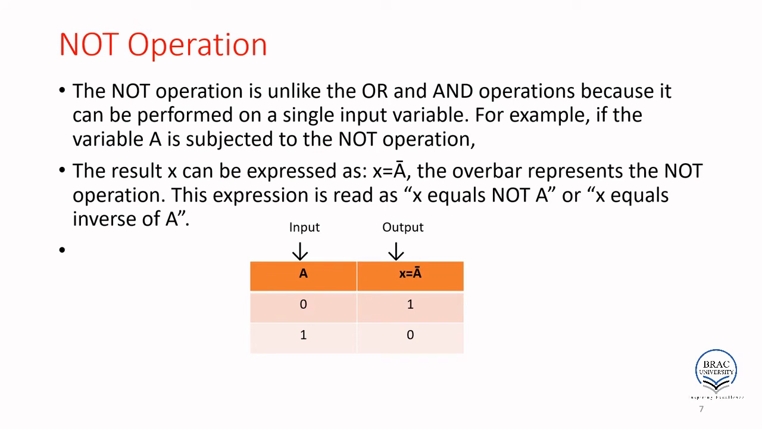Then we come to the NOT operation. The NOT operation is unlike the OR and AND operations because it can be performed on a single input variable. For example, if the variable A is subjected to the NOT operation, the result X can be expressed as X equals A bar. The over bar represents the NOT operation. This expression is read as X equals not A, or X equals inverse of A. Say you have input A and the output will be A bar, which means if you have input 0, the output will be 0 bar, which means 1. Input 1, the output will be 1 bar, which means 0, the inverse of the input.